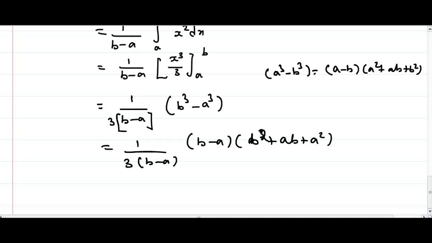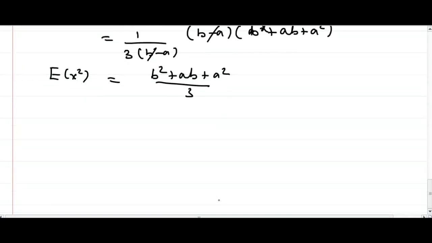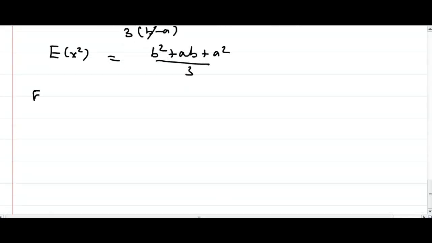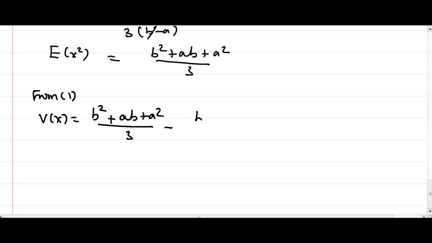Here b minus a are getting cancelled. So we get e of x square equal to (b square plus ab plus a square) by 3. Substitute the e of x square value and e of x value in equation 1. So from equation 1, variance of x equals e of x square, which is (b square plus ab plus a square) by 3, minus the e of x value, which is (b plus a by 2) whole square.